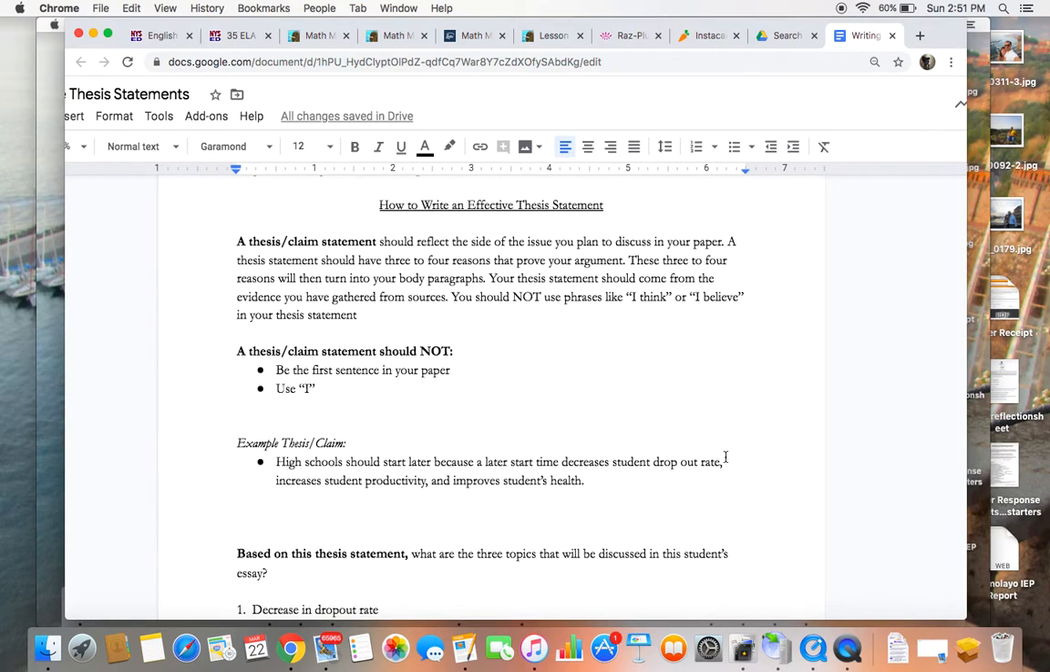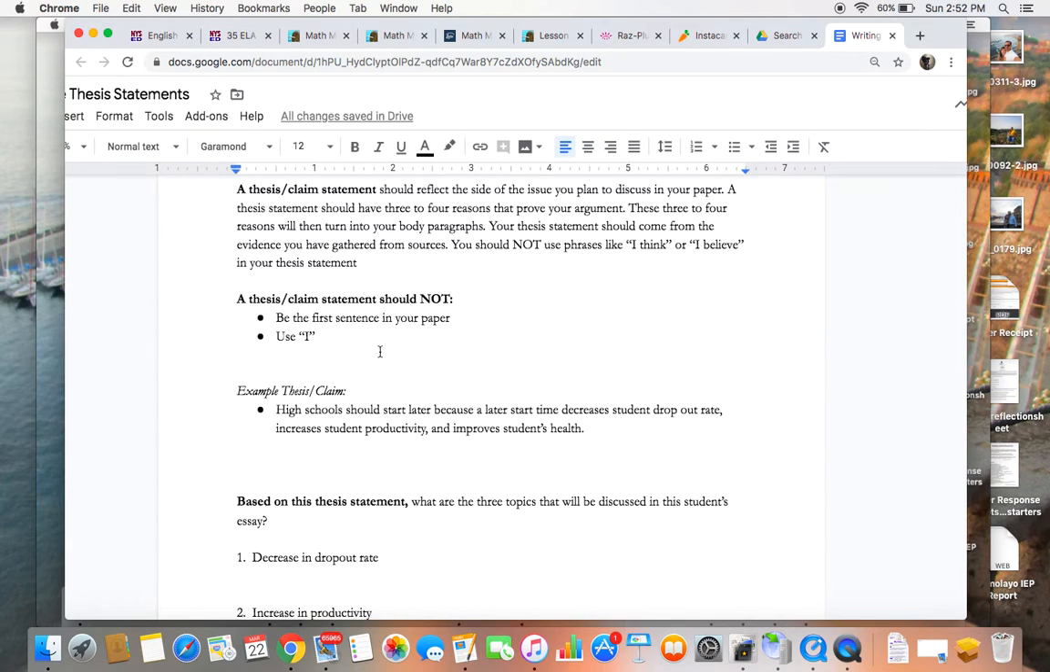Another note about thesis statements is that they should always be the last sentence in your introduction. So I'll say that again. 2 things to note about thesis statements is that they should always be the last sentence in your introduction and they should not use the word I. Okay, and the reason we're starting with thesis statements is it is the most important sentence in your entire paper. So we're going to work on that first before we do anything else.